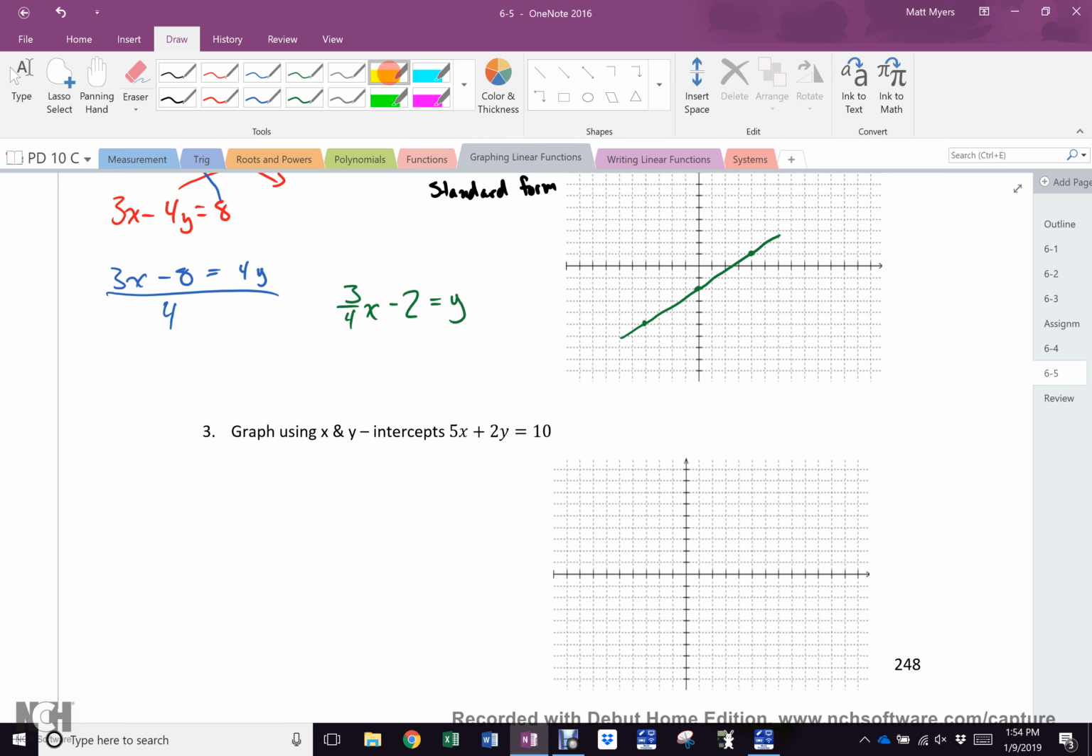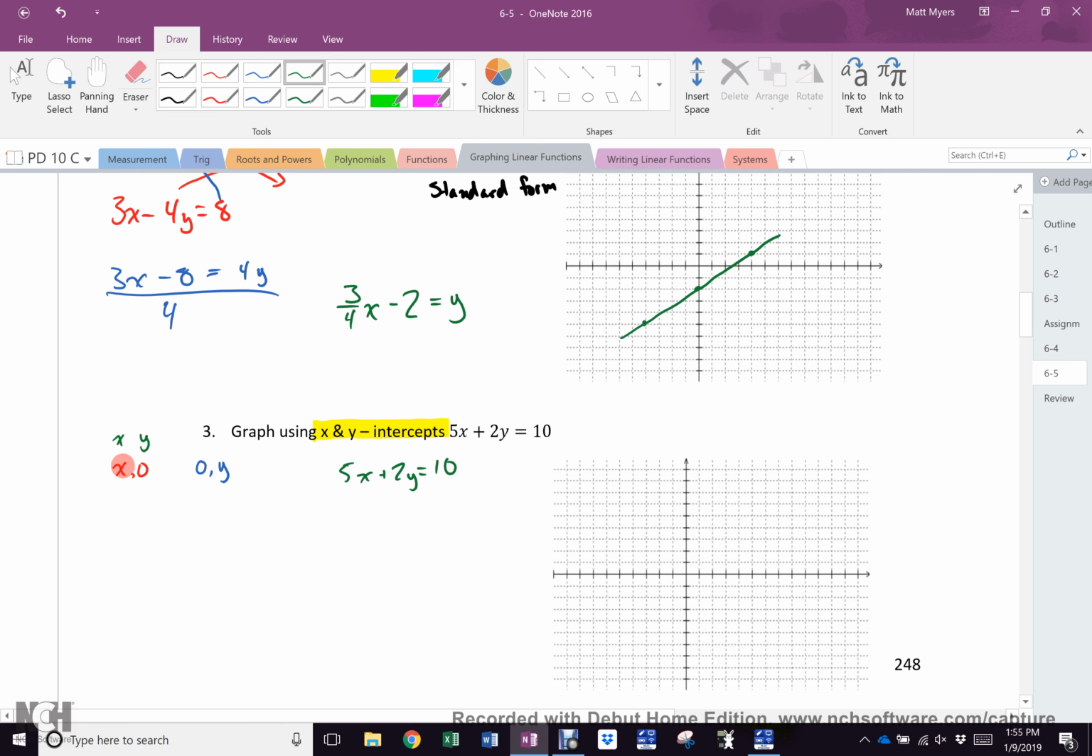Okay. So, just to remind you, this is in standard form. Standard form's real only use is the x and the y intercepts. What is every single x-intercept in the universe? X, 0. What is every single y-intercept in the universe? 0, y. What letter does that represent? X. What letter does that represent? Y. What do you see in the equation? 5x plus 2y equals 10.